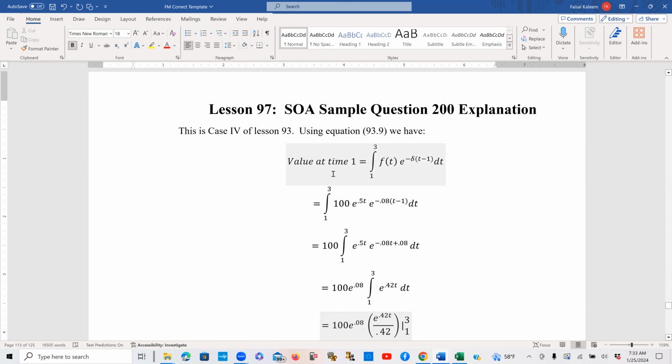Since the payment rate is variable and the interest rate is constant, this is case 4. The equation 93.9 that we just saw gives the value at time 1, since c is equal to 1 in this case. So it will be from 1 to 3, the payment rate times e^(-delta(t minus 1)). The payment rate f(t) was given to be 100e^(0.5t), times e^(-0.08(t minus 1)), since delta was 8%.